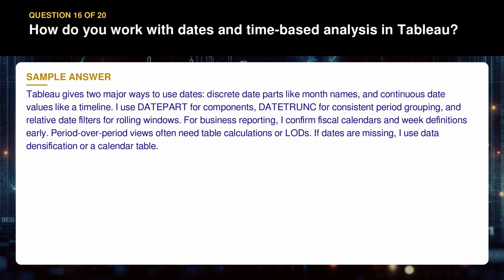Tableau gives two major ways to use dates: discrete date parts like month names, and continuous date values like a timeline. I use date part for components, date trunc for consistent period grouping, and relative date filters for rolling windows. For business reporting, I confirm fiscal calendars and week definitions early. Period-over-period views often need table calculations or LODs. If dates are missing, I use data densification or a calendar table.